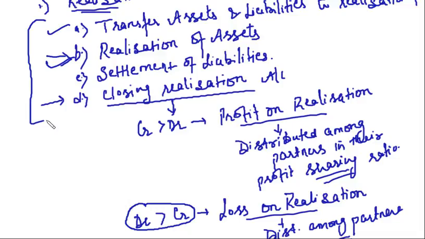For that, you have to identify whether the credit side is more than the debit side. In that case, there will be a profit on realization. And if the debit side is more than the credit side, there will be a loss on realization. In both cases, whether it is a profit or a loss, this will be distributed among the partners in their profit sharing ratio.